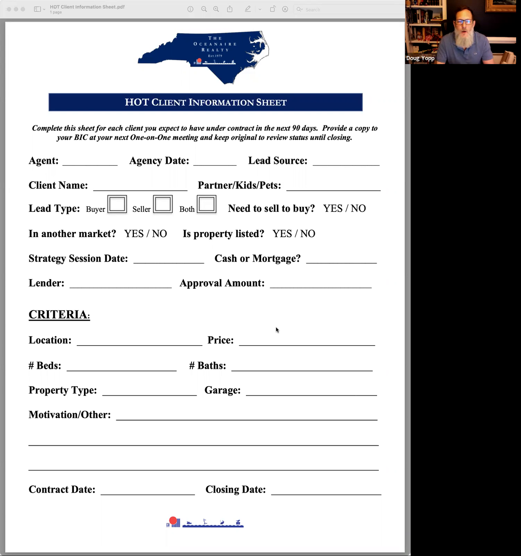So hopefully this sheet will help you stay a little more focused in your thinking about your discussion surrounding them, right? So what we have here, and I hope you all can see the screen, I know some of you are on your mobile devices, is our hot client info sheet. And I'll send this out after the meeting. We're going to talk about this at our end of year meetings next week, but we're going to start implementing these sheets again. And I've reworked it a little bit just to simplify it.